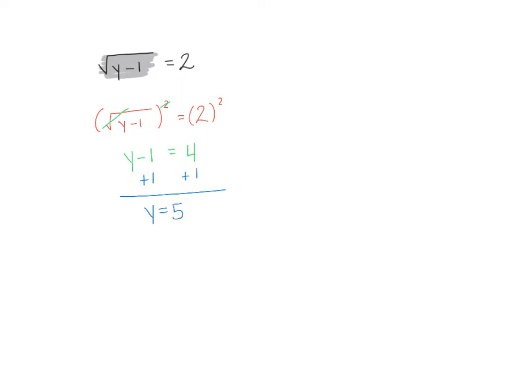Now before we assume that this is the correct answer, we want to go ahead and plug it in. So in our original equation, we're just going to replace y with 5. So we have the square root of 5 minus 1 is equal to 2. And then remember, the radical is kind of like parentheses in the order of operations. So we have to do whatever operation is under the radical first. So we'll do 5 minus 1, which is 4. Is the square root of 4 equal to 2? And it is, so our answer checks. So we know that this is the correct answer.